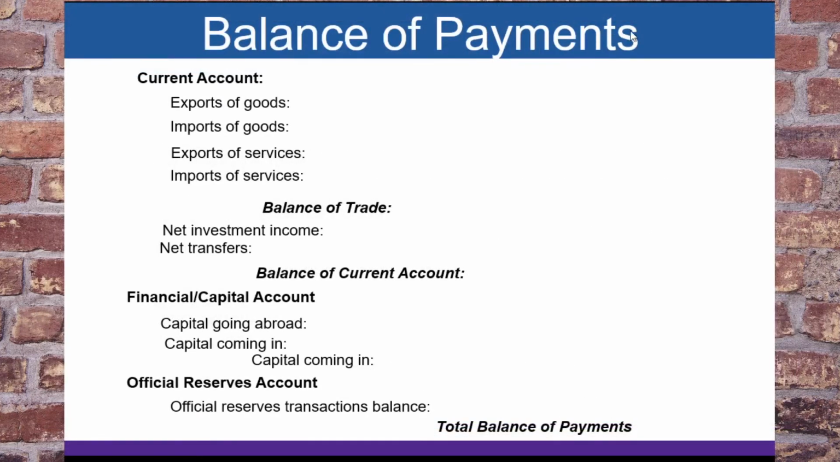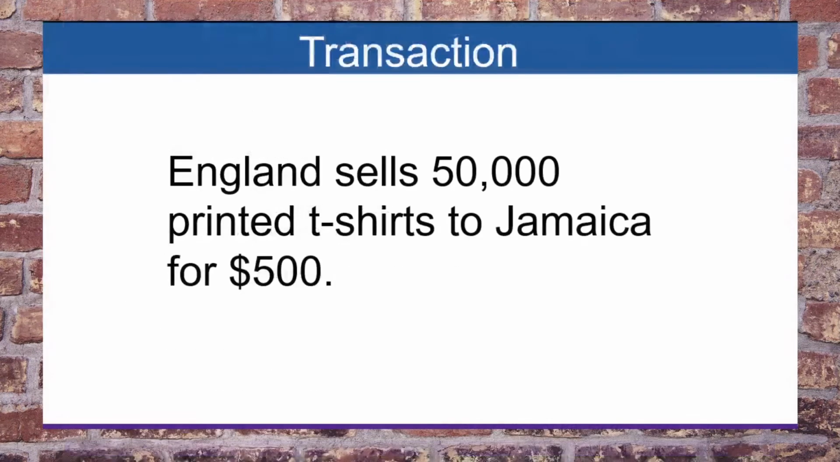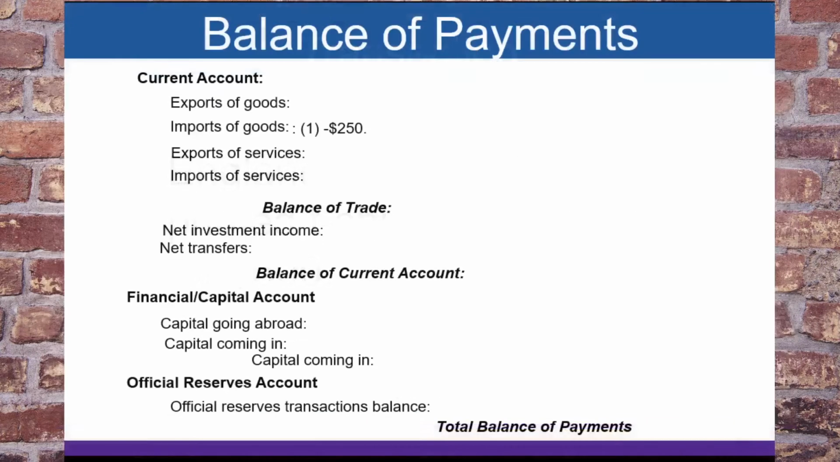So we go back to our balance of payments and we see we have a negative 250 for imports. Then England sells $500 of shirts to Jamaica. That's an export of $500. So we come back here, and we have $500 in the goods, so we have an export of 500 for England.